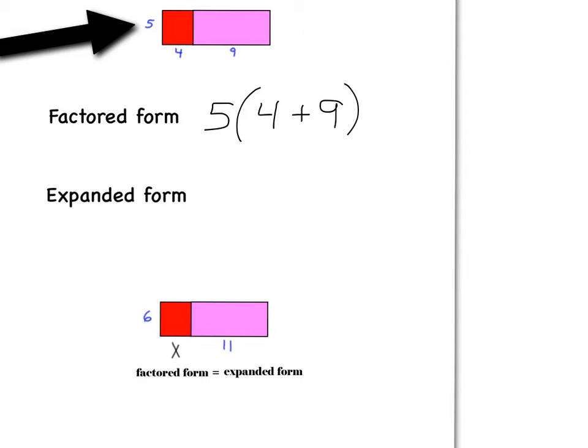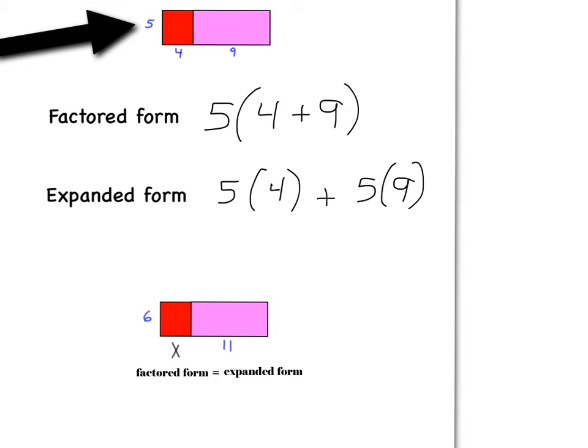Once again, we're going to use the 5 because that's our width, but we're going to multiply it by the 4, which is the dimension of the red rectangle, and then we're going to add that to the 5 multiplied by the 9, which is the area of the pink rectangle. So the sum of the areas is the expanded form, and the factored form is just using the dimensions to find the total area.